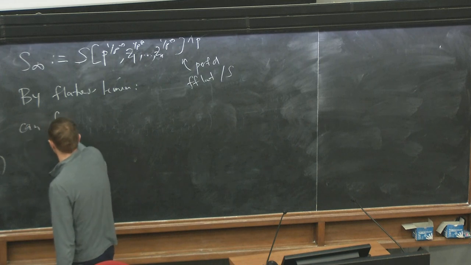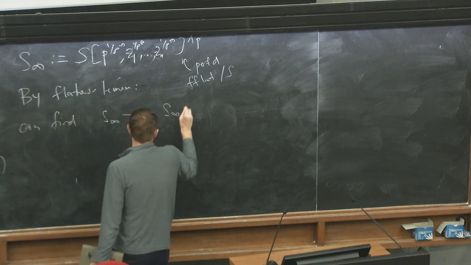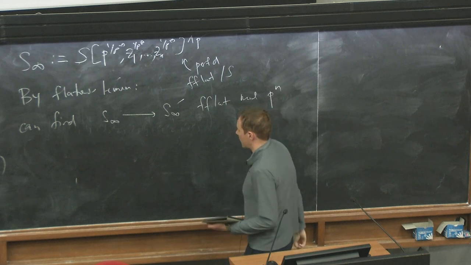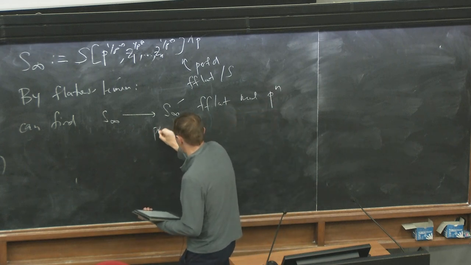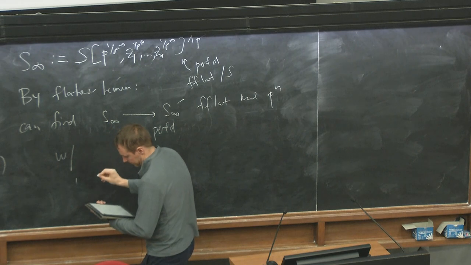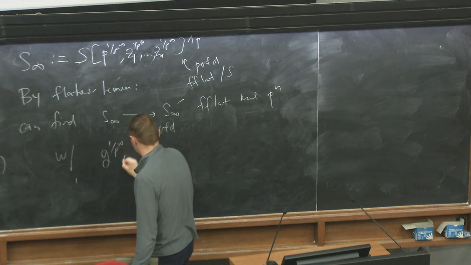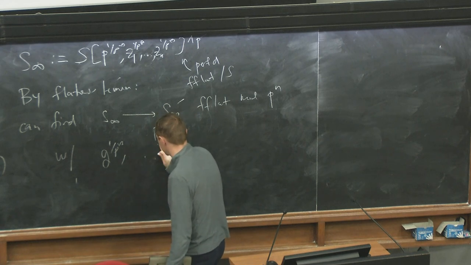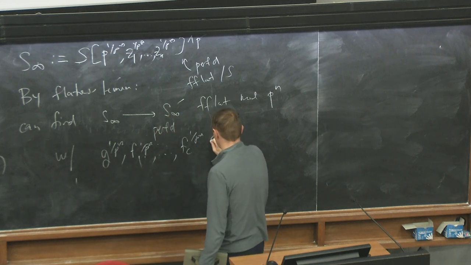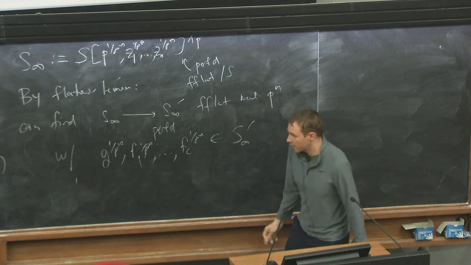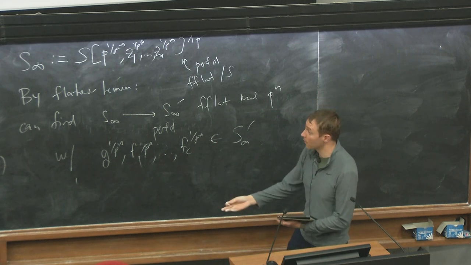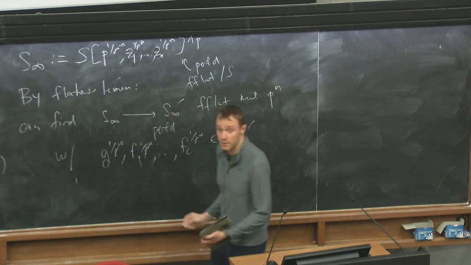So by the flatness lemma, we can find some faithfully flat mod p^n map to some other perfectoid S infinity prime, so that G, F1 up to FC have a compatible system of p-power roots inside of S infinity prime. So apply the flatness lemma C plus 1 times.